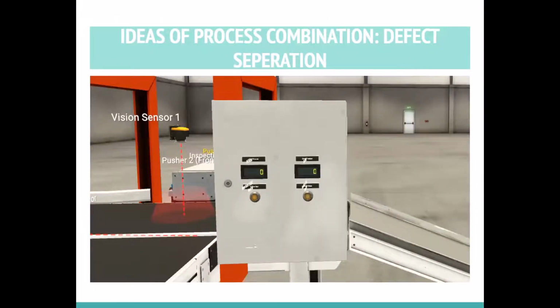Then at the entrance of the another conveyor belt, there is a sensor which will detect how many products are being pushed at the secondary conveyor belt. So the sensor will count, and the counter will be displayed at this display.